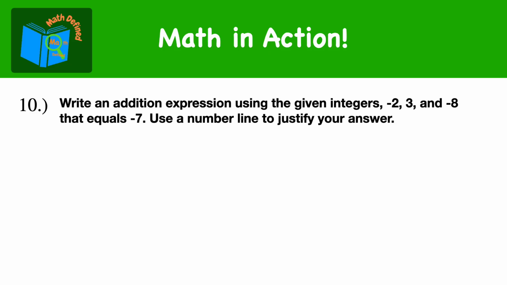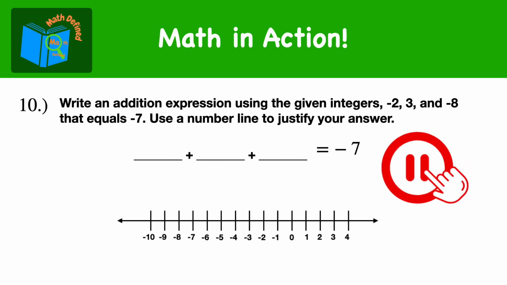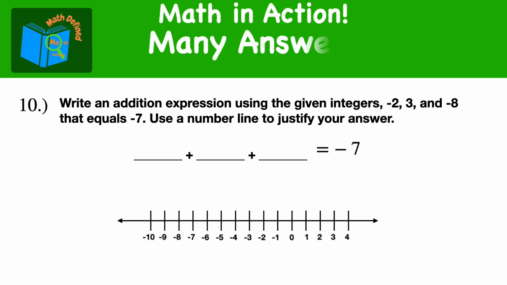Write an expression using the given integers, negative 2, positive 3, and negative 8, that equals negative 7. Use a number line to justify your answer. Okay, you may have noticed that this problem has many different answers, so I'm only going to write and justify one possible solution. If you want to challenge yourself, go ahead and find them all.